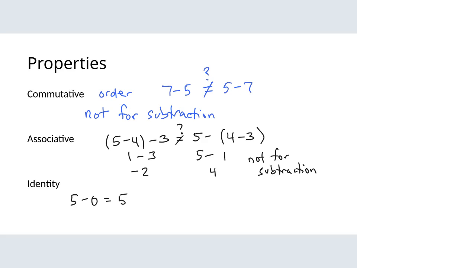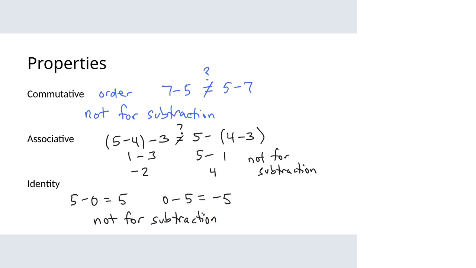Perfect, Natalie. Because in order to have an identity property, it has to work both ways. And if I do it the other way, 0 minus 5 is negative 5. When I subtract 5, now this 5 has lost its identity. It's not 5 anymore. Now it's negative 5. And because of this, it needs to work both ways, and it does not. So we do not have an identity property for subtraction.